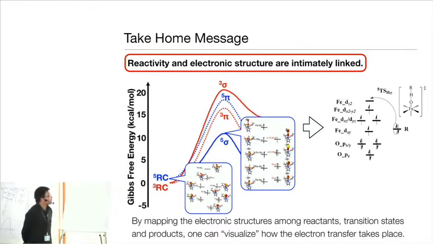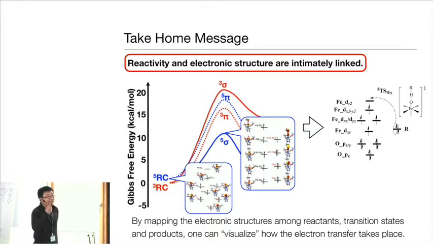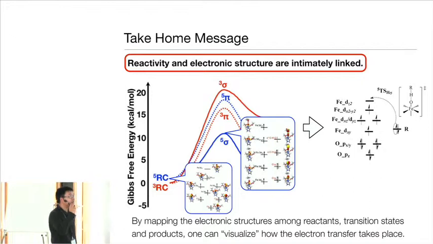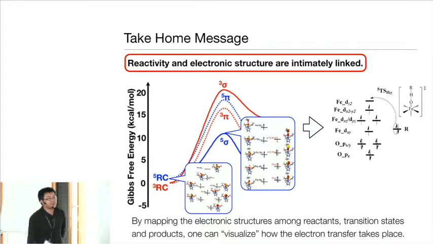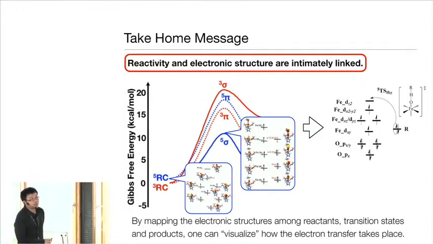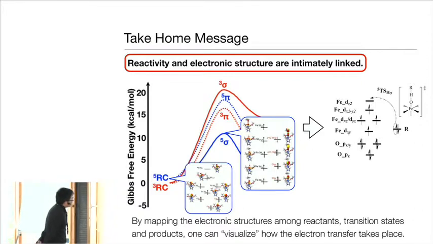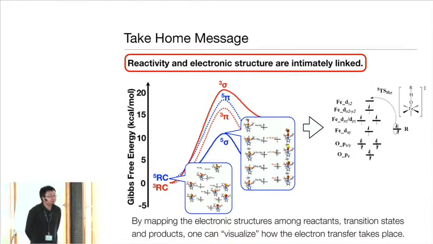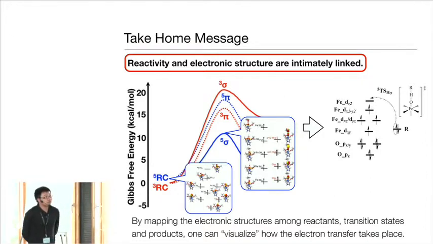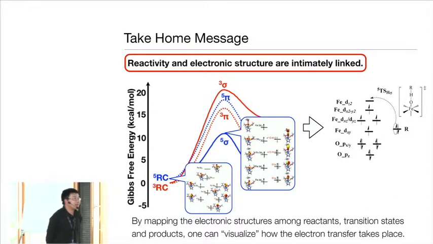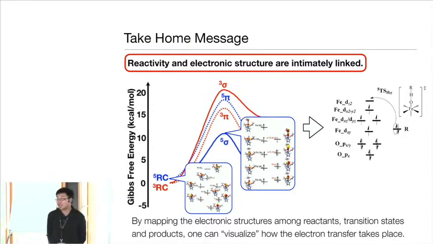And based on that, we can somehow get an idea how to design the transition state geometry and so on and so forth. And then we can even make a crazy idea to evaluate all the pathways like that, once we know the electron transfer diagram. So the way is, I suggest to map the electron structure along this reaction trajectory, and then you can visualize how electron transfer takes place and figure out how the reaction takes place.